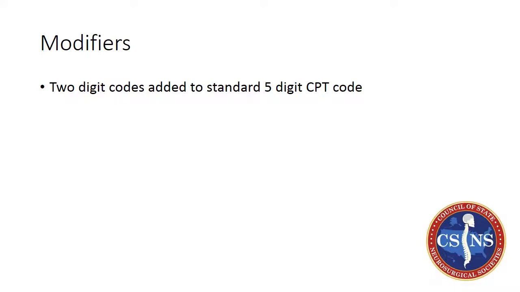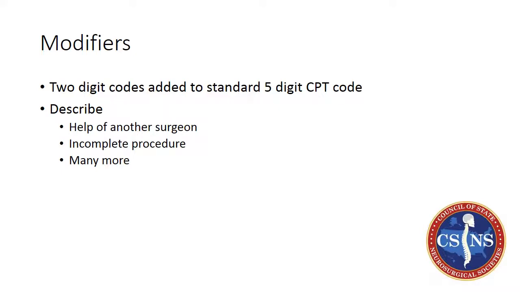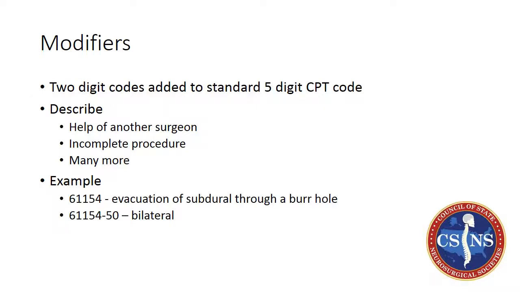CPT codes may be modified to provide further specificity by appending a 2-digit code to the 5-digit CPT code. These modifiers can describe the help of another surgeon, the same procedure on the patient's opposite side, an incomplete procedure, amongst many others. For example, 61154 describes burr hole for evacuation of subdural hematoma. Adding -50 would be one way to describe that this procedure was carried out bilaterally in the same operative setting.